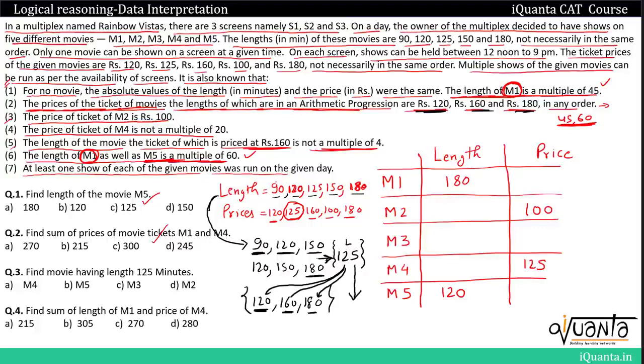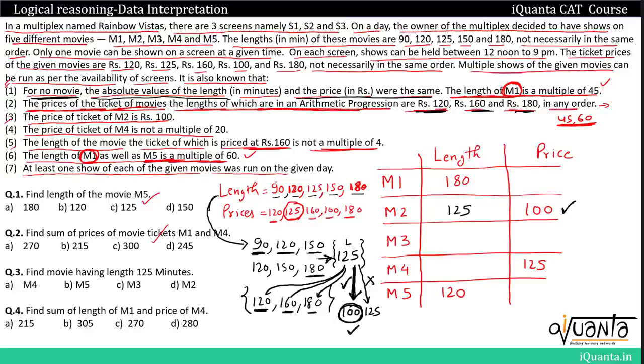So what are the prices that remain to be assigned to the movie of length 125? It could be assigned a price of 100 or 125. But can we assign price 125 to the movie of length 125? No, because in the first point we were given that the absolute values of the length in minutes and the price in rupees were not the same for any movie. So the movie having length 125 can only have a price of rupees 100. I hope this is clear to you. So which movie has price 100? M2 has price 100, so its length will be 125.